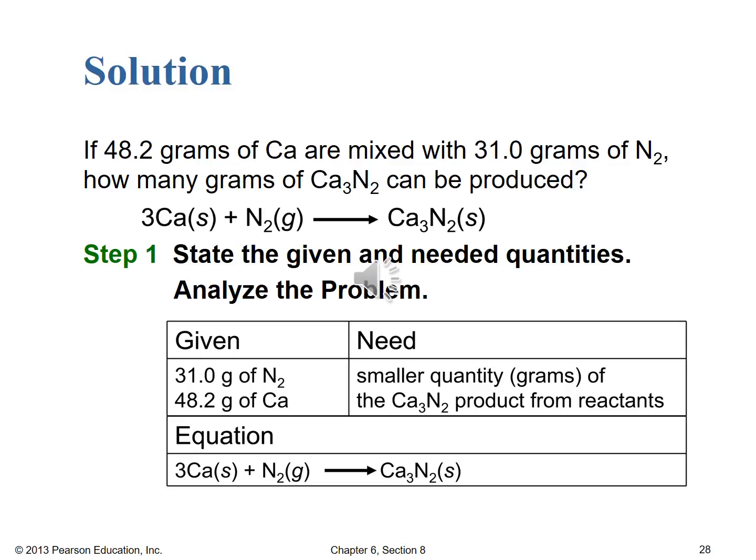All right, so hopefully you did this well, but let's run through the solution just in case you got hung up on one of these steps. Step 1, of course, state the given and needed quantities, analyze the problem. Here we know that we're given 31.0 grams of nitrogen and 48.2 grams of calcium to start, and we're looking for the smaller quantity, ultimately in grams, but first in moles, of the calcium nitride product that we get from each of those masses of reactant. We have, of course, the balanced chemical equation at our disposal as well.